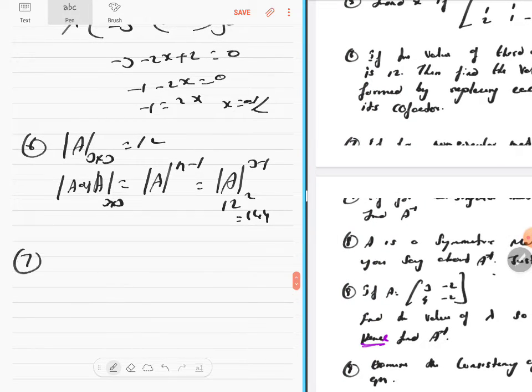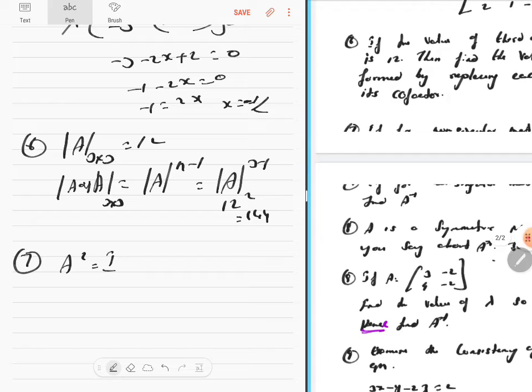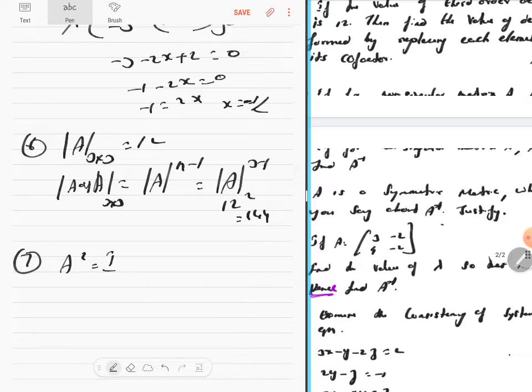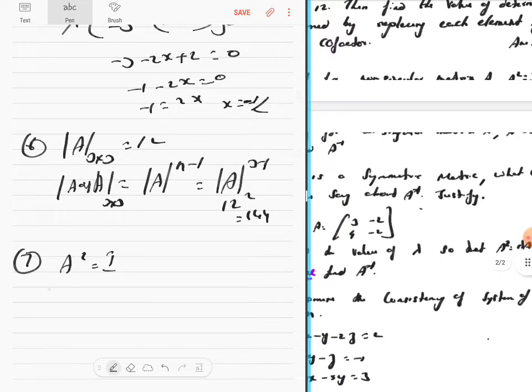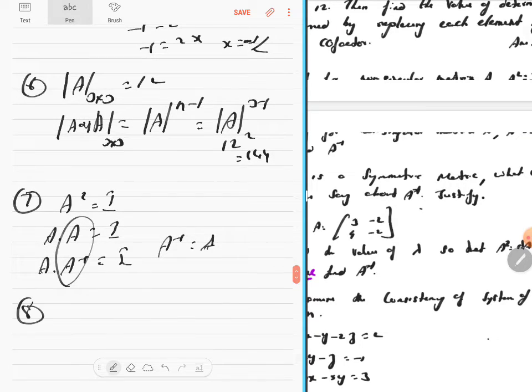So then 7th question, if A square is equal to I, then you know A into A is I, but you know the property A into A inverse is I, thus you can conclude that A inverse is equal to A. So that's the answer. I didn't write the answers on purpose.